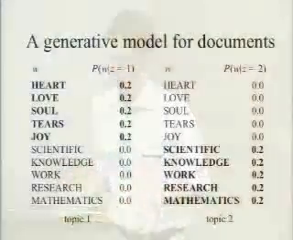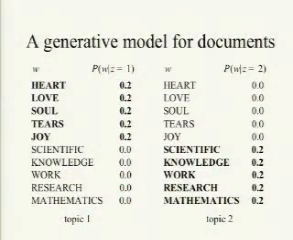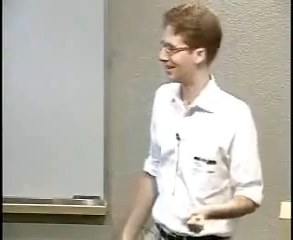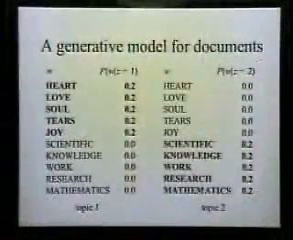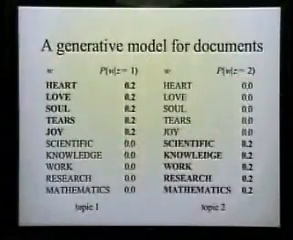But just to give you some intuition for how this works, we could imagine a world in which there are only two topics that people talk about: love and research. I don't know if that accurately characterizes Microsoft Research, but in this world, say we've got 10 words, and the love topic gives high probability to words like heart, love, soul, tears, and joy. The research topic gives high probability to words like scientific, knowledge, work, research, or mathematics.